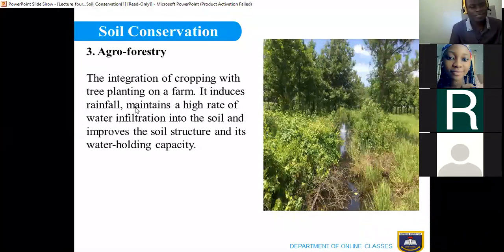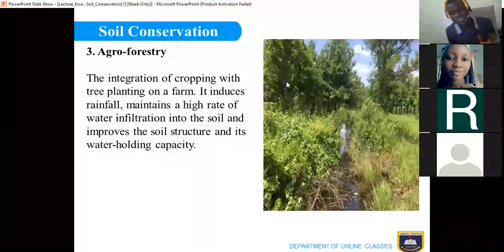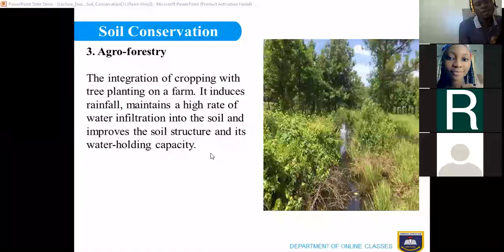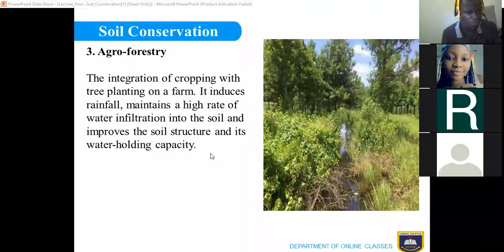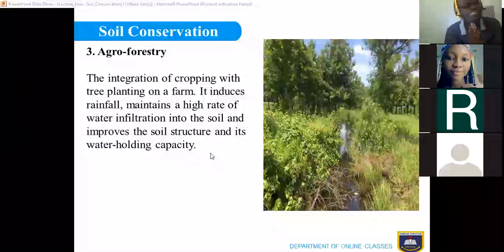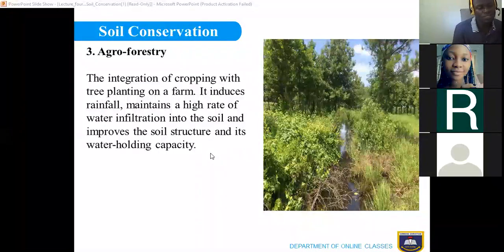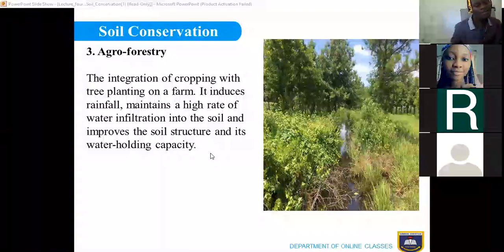Of course, elective biology, I have an information for you again. It is called Tectona grandis. Now, in our maize farm, it is not only maize. We have mahogany trees, teak trees, mango trees, and a lot of other trees. What is the importance of this? It induces the rainfall. It maintains a high rate of water infiltration into the soil and generally improves the soil structure and the soil's ability to hold water.